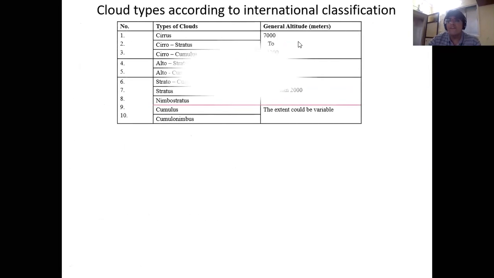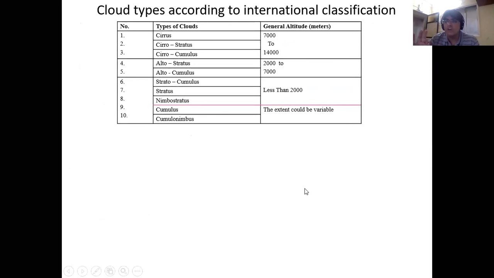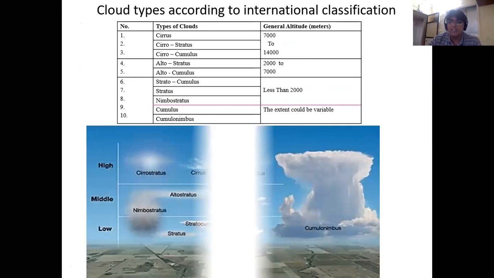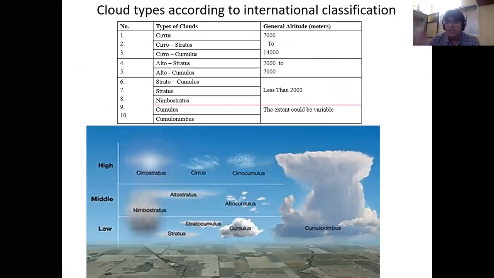Now, clouds, this is a very important diagram. You can take a screenshot of this. You will understand it completely from this. This diagram is very good. It is self-explanatory. At the lower level there are clouds like stratus, stratocumulus, cumulus. Then in the middle level it is nimbostratus, altostratus, altocumulus, and at the higher level it is cirrostratus, cirrus, and cirrocumulus. And in all the three levels there is a very, very big cloud which causes heavy rainfall, that is cumulonimbus.